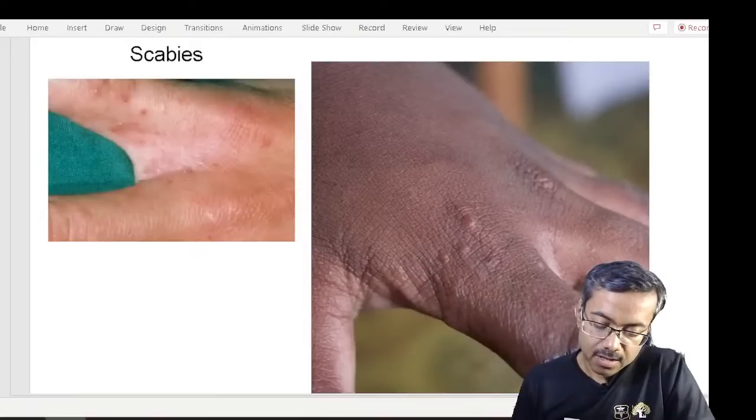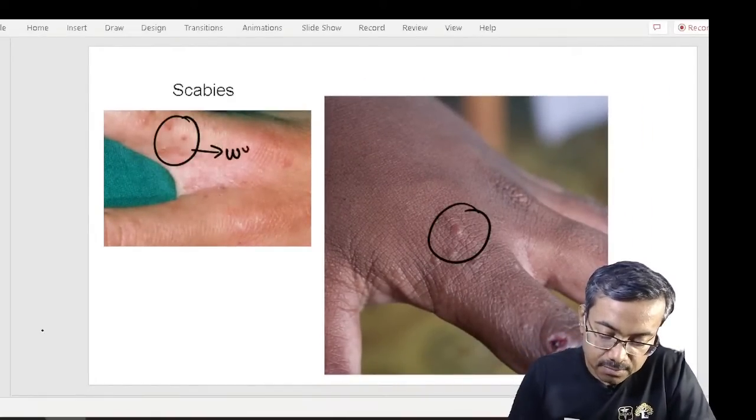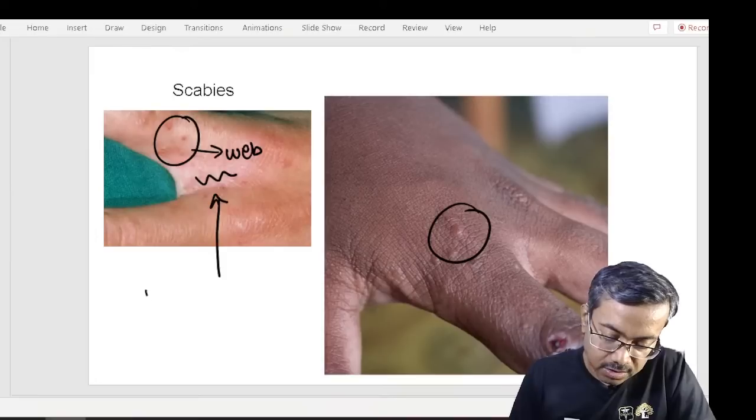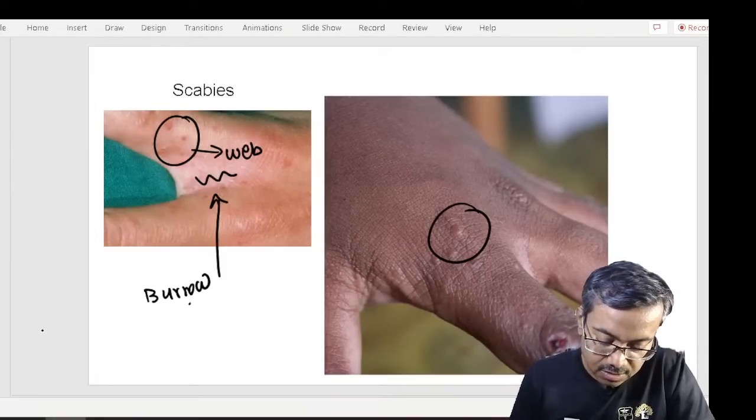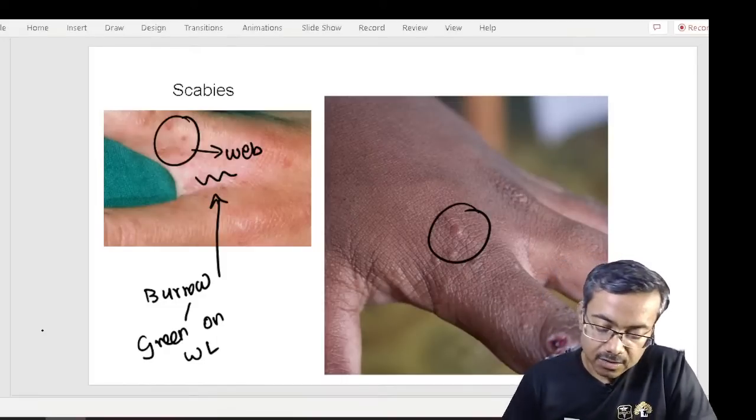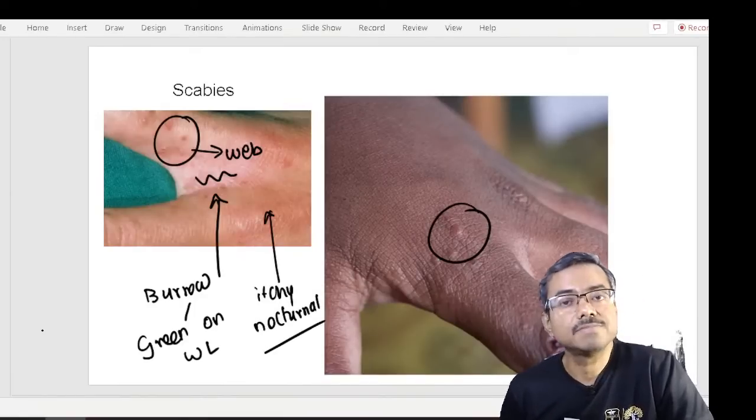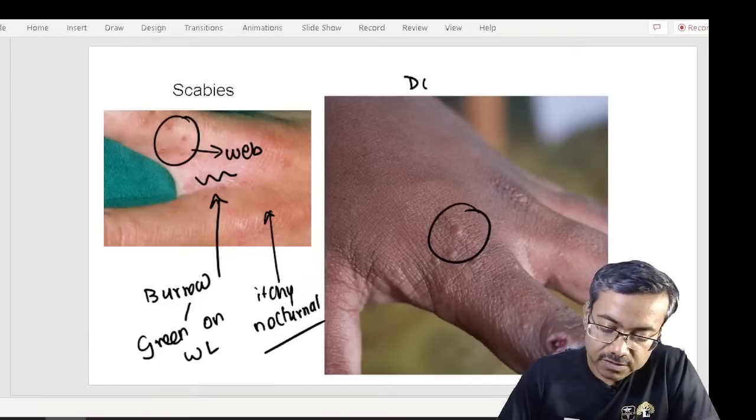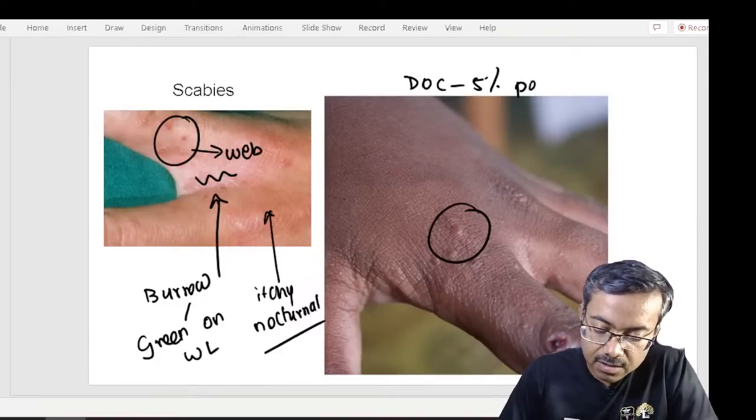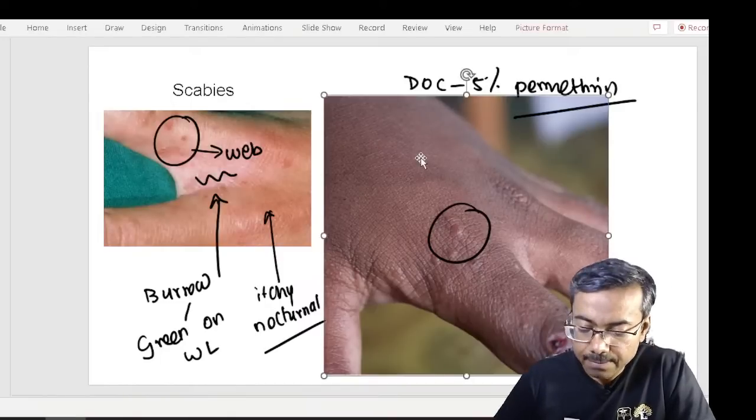Okay, now this is scabies. All of us know scabies. Typically a web involvement with sometimes a burrow here, which is then going to be positive green on Wood's lamp. Okay, you'll have to have a papule visible, and usually this will have a lot of itching, which is nocturnal itch. We call it nocturnal itch, scabies papules. Got it? Drug of choice for scabies we know is 5% permethrin, single overnight application.